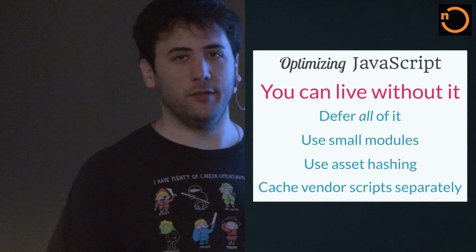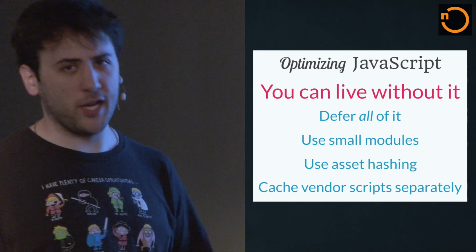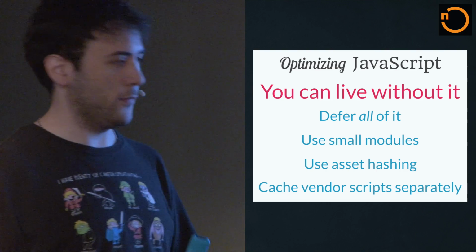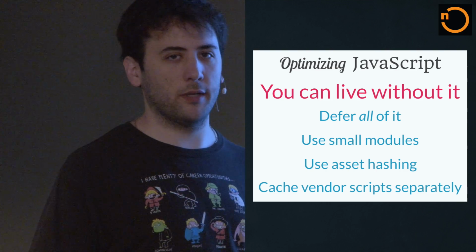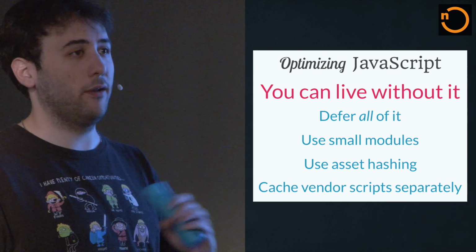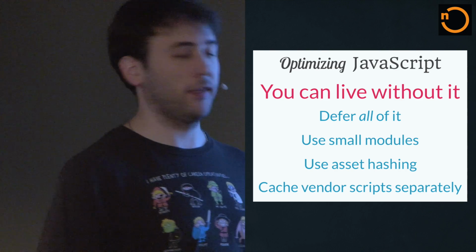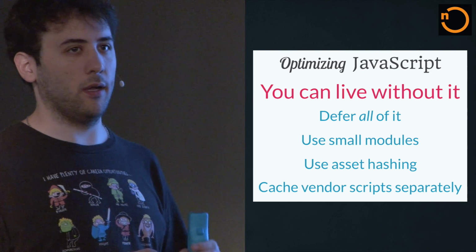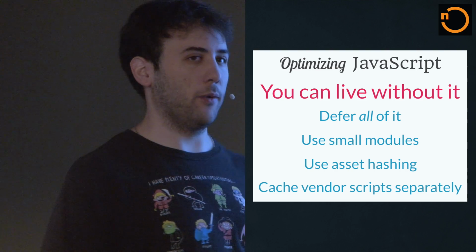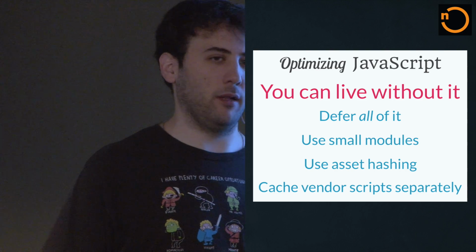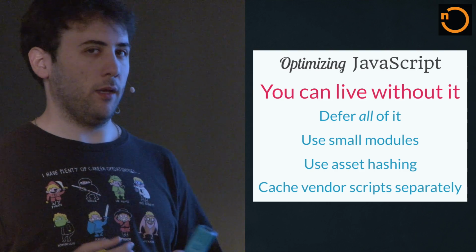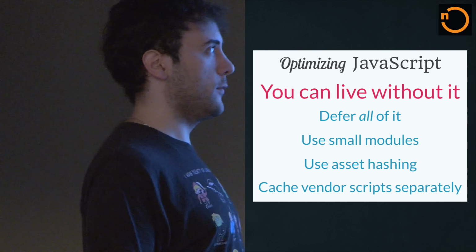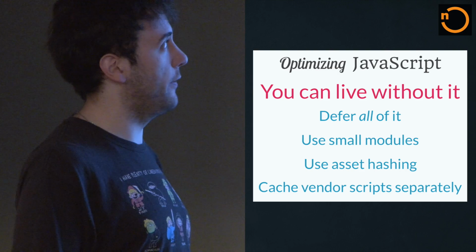Use asset hashing, obviously, to cache JavaScript and CSS, and even images if you can, so that you can add the expires header and cache them away until they change and you use another hash. And cache vendor scripts separately, because those tend to be the biggest parts of the site. So if you can get away with having a separate bundle for those, that one probably won't change as often as the user code. So it won't be downloaded as much, which is a good thing.